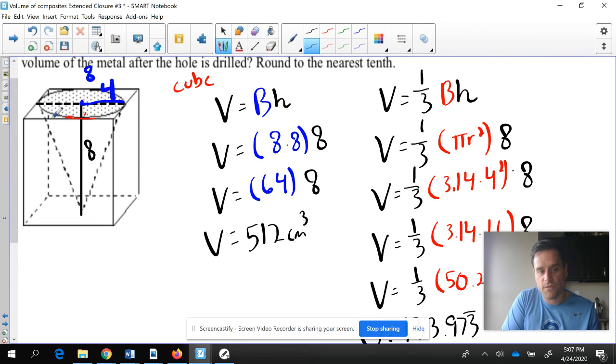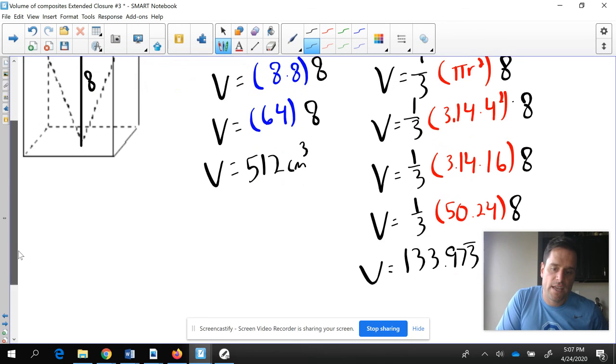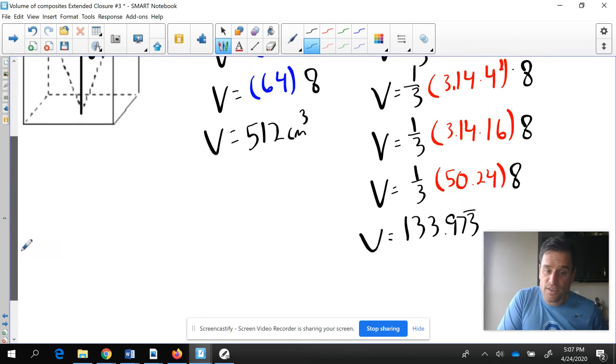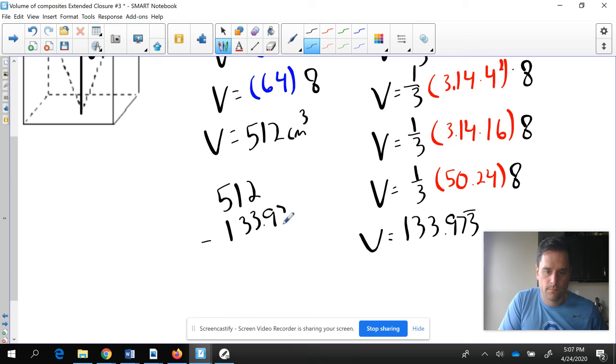Now, what do you do with these two numbers, guys? We have the volume of the cube, which is easy, which is 512. Then we have the volume of the cone that you take out. So we have to take these two and subtract. We have to take away. Again, I don't mind if you use a calculator for this one: 512 minus 133.973 repeating.